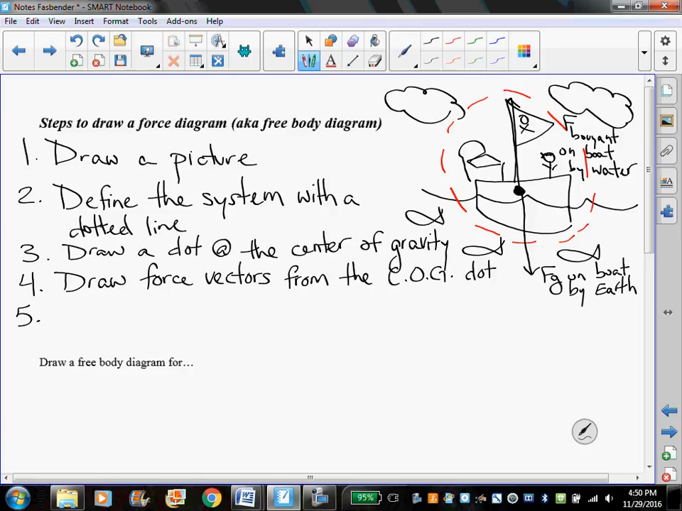Then the last thing that we want to do is we want to add congruency hashes for the equal forces. So any forces that are going to be exactly the same magnitude, like in this problem, since there's one force pulling us down and one force pushing us up, the amount that the force of gravity pulls down must be the same as the amount that the buoyant force pushes up. So they must be equal to each other. And you guys use congruency hashes like this in geometry, so hopefully this is not too unfamiliar.